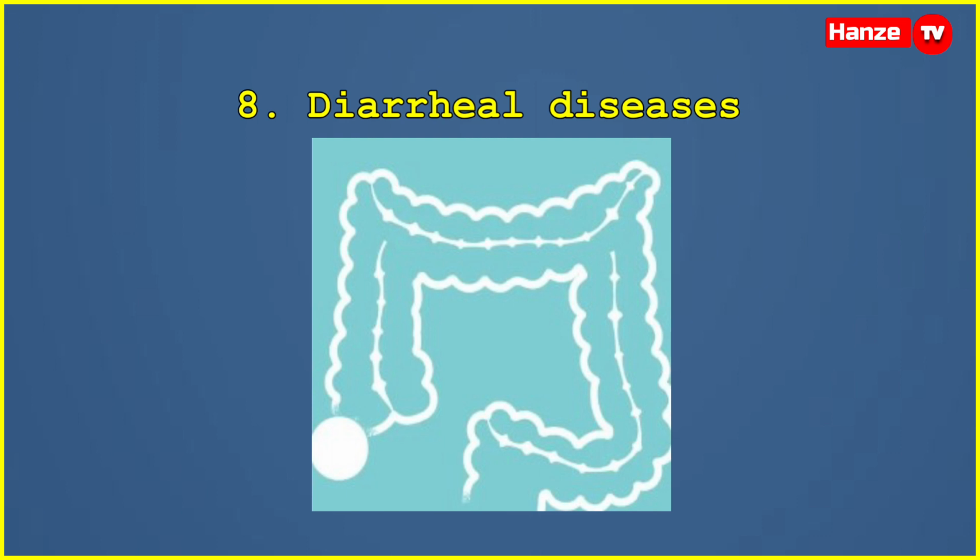Diarrhea is usually caused by an intestinal virus or bacteria transmitted through contaminated water or food. It's particularly widespread in areas with poor sanitary conditions. Diarrheal disease is the second leading cause of death in children younger than 5 years old. About 525,000 children die from diarrheal diseases each year.